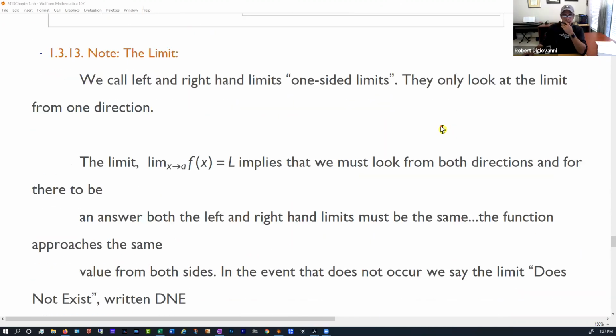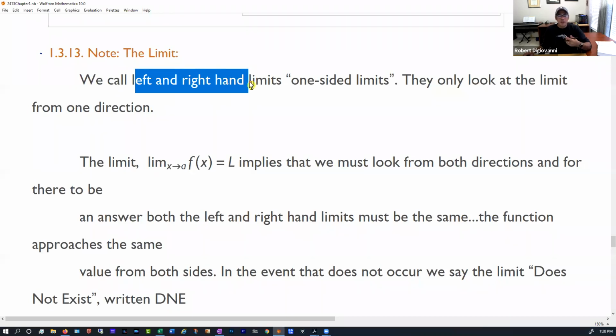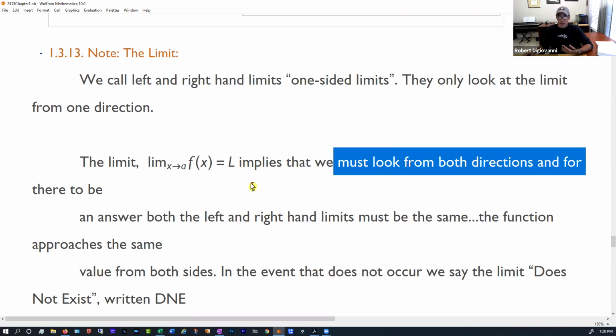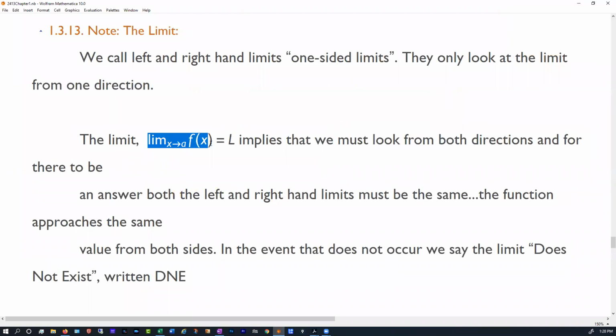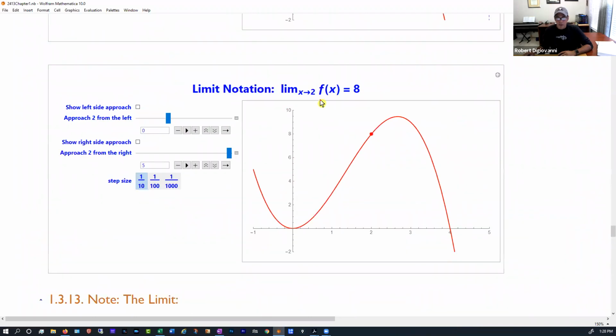All right, so some more terminology. We call the left and right hand limits one-sided limits. That should make sense because both the left and the right mean you're only looking from one side, from one direction. When we don't put the plus or minus, that implies we are looking from both directions. Now, for us to say that the answer was 8, it had to be the same from the left and the right. If one of these was different, then we would have to say that this is not 8.